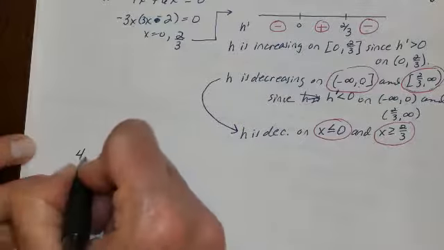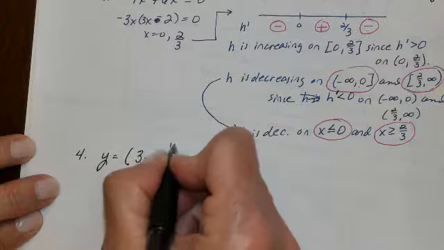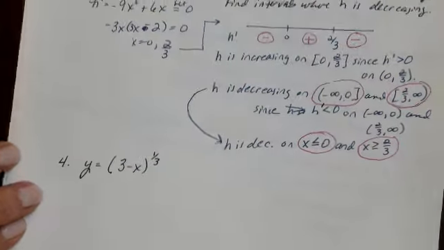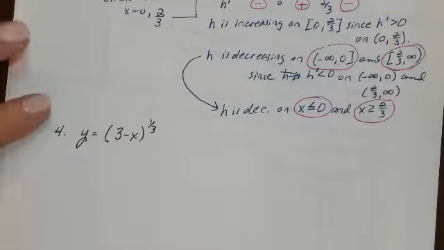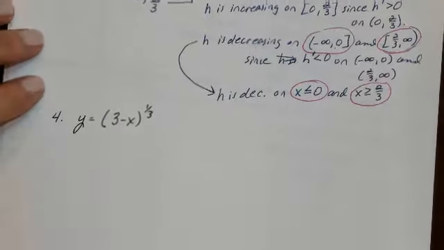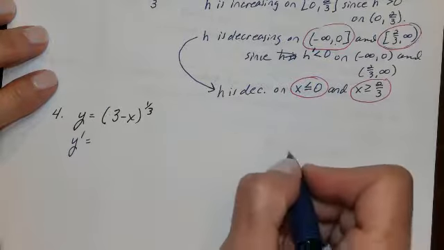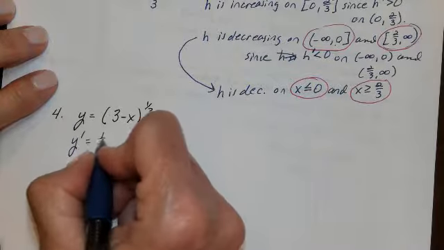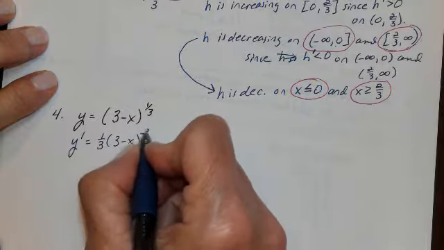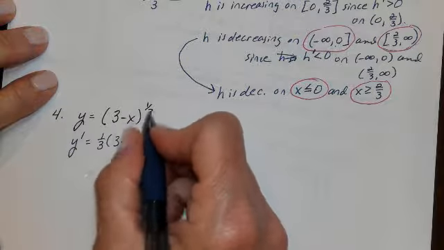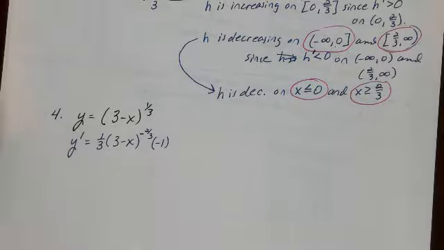Do I have another example? I do. Example 4. Y is equal to 3 minus x to the 1/3. And let's do the same direction. Let's find all the intervals where y is increasing and then all the intervals where y is decreasing. So we're going to begin by taking the derivative. We're going to have one chain rule, right? 1/3, 3 minus x to the negative 2/3 when we subtract 1 from the exponent, and then times negative 1 because that's the derivative of the interior.